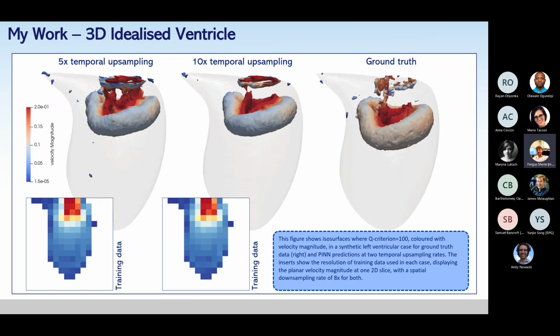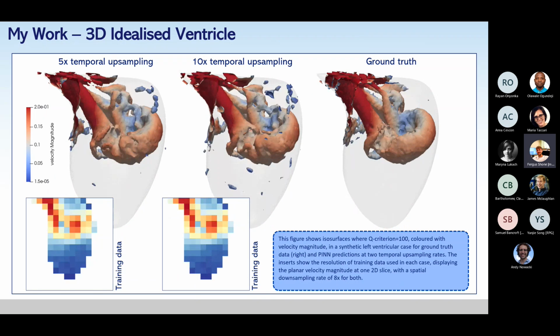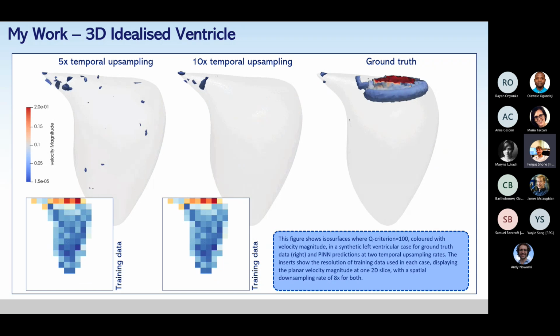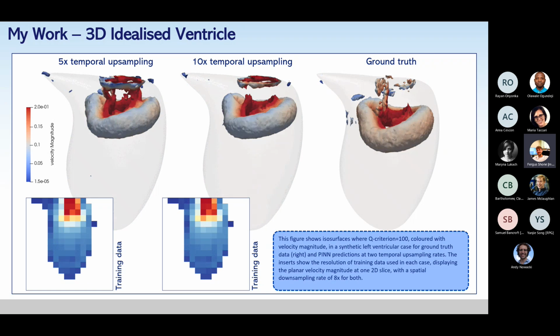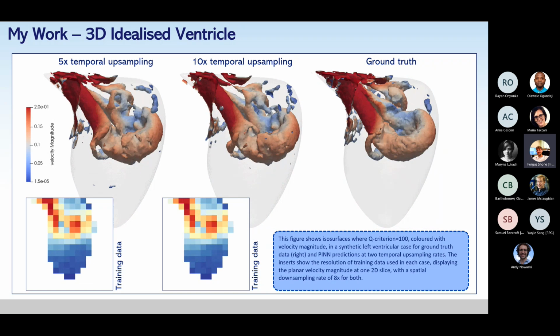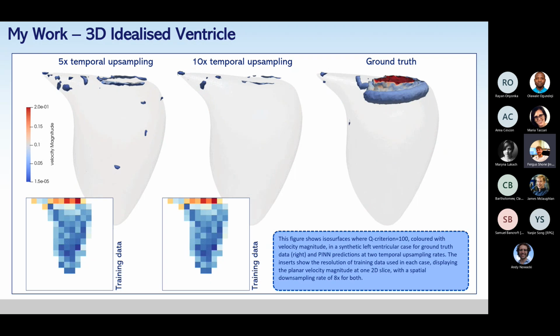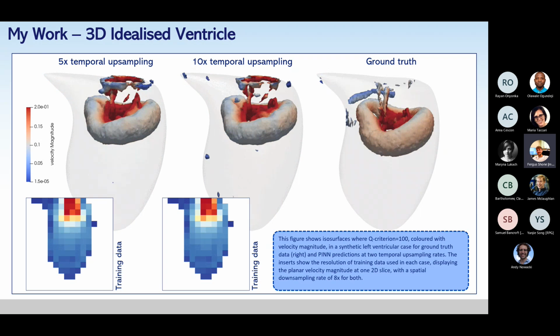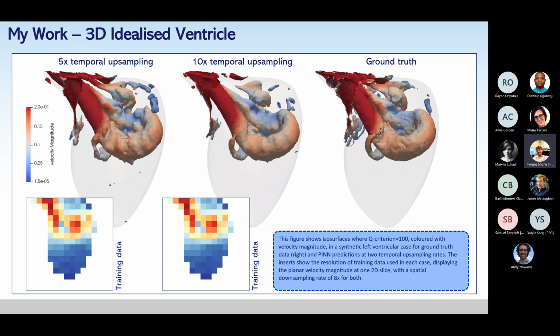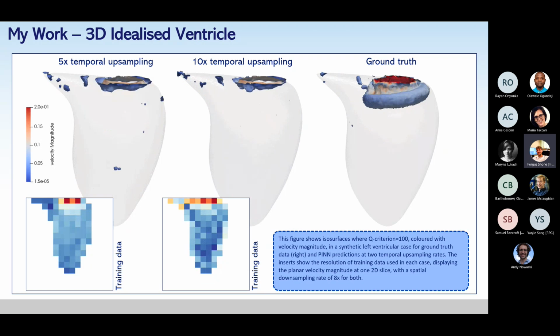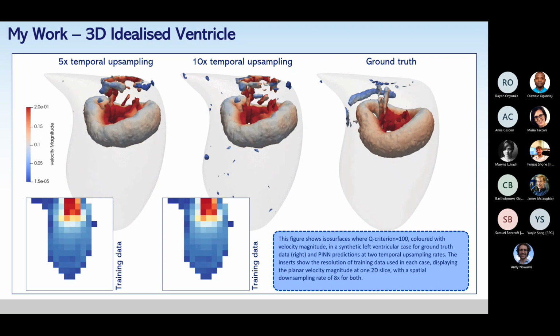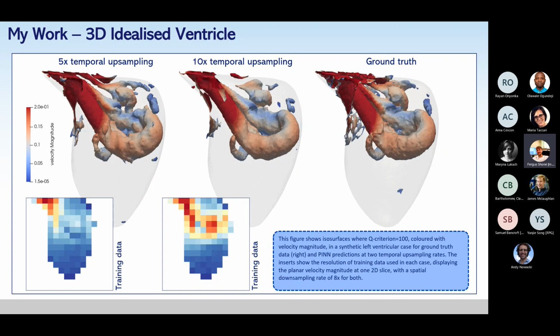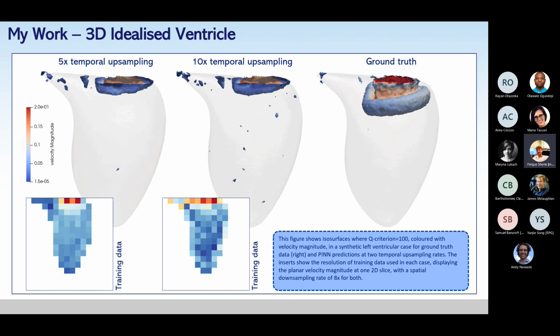So this is a 3D synthetic example. Similar to the 2D case, it is CFD generated and downsampled using a specific downsampling strategy. Here what we're looking at is the iso-surfaces of the Q criterion, where the Q criterion equals 100. This essentially picks out regions where you've got highly rotating flow.